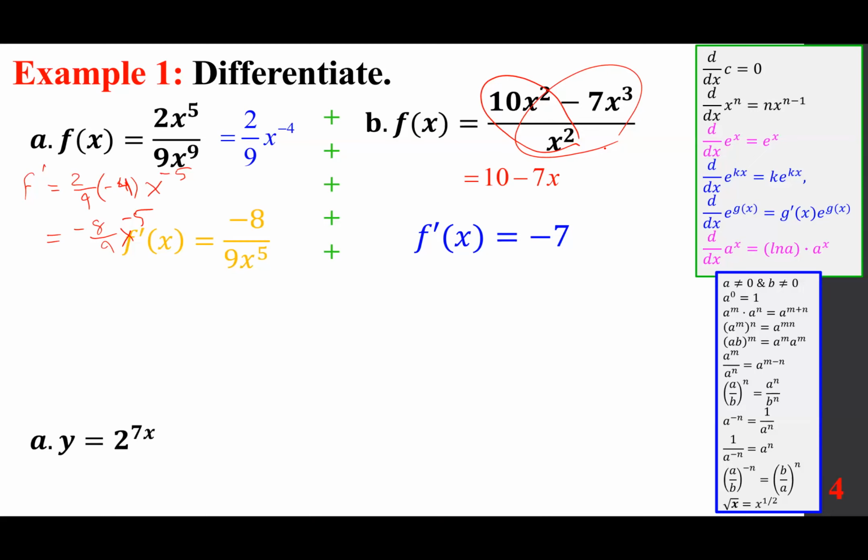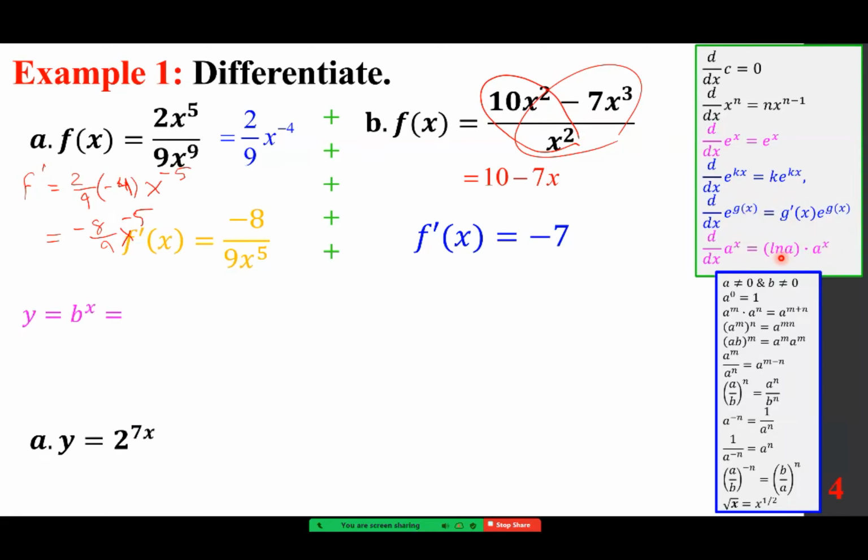To take the derivative of an exponential function, I'm going to remind you the derivative of e to the power of x is itself. The derivative of e to the power of kx is itself times k by the chain rule. The derivative of e to the power of g of x is itself times g prime of x by the chain rule. And if it's a to the power of x, it is itself, a to the power of x, times ln a, and this is by the logarithmic properties.